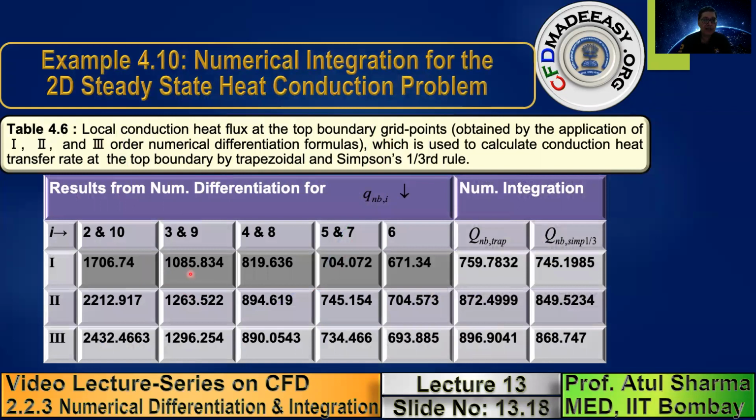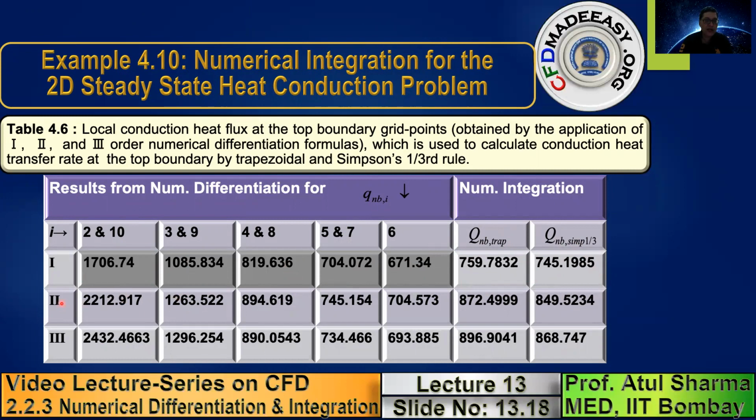Using the heat fluxes, you can take the local conduction heat fluxes at the top boundary grid points obtained by the application of first, second, and third order numerical differentiation. Using the first order, these are the heat fluxes obtained on the north wall. Using this data, if you do numerical integration by trapezoidal rule, you get this total rate of heat transfer. By Simpson's 1/3 rule, this is the total rate of heat transfer.